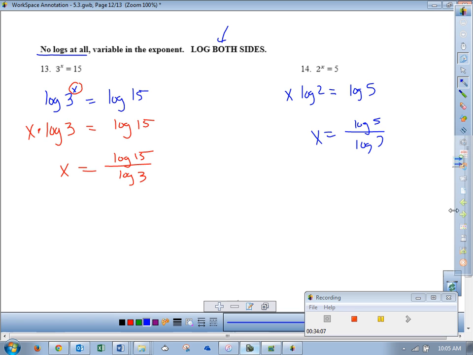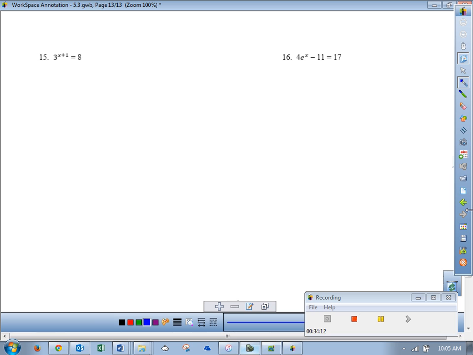Well, let's see what happens now. 15, I'll give you a chance to write these down real quick. You'll want to write these down. What's the problem here? No logs, base 3, that can't be rewritten as base 3. So it comes down, but the whole exponent comes down, baby. Log both sides, the whole exponent comes down. Rock and roll. Next move.